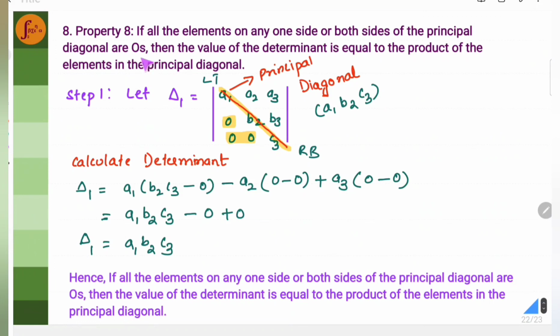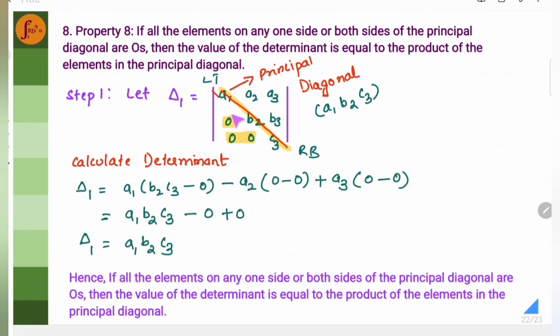Now let's go through property number 8. Property number 8 states that if all the elements on any one side or both sides of the principal diagonal are zeros, then the value of the determinant is equal to the product of the elements in the principal diagonal. So this is the principal diagonal. That is, from the left top to the right bottom, the elements that you see in the diagonal, is called as a principal diagonal. This is the principal diagonal elements.